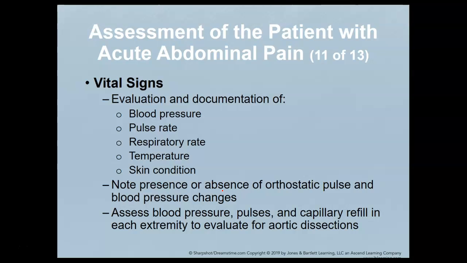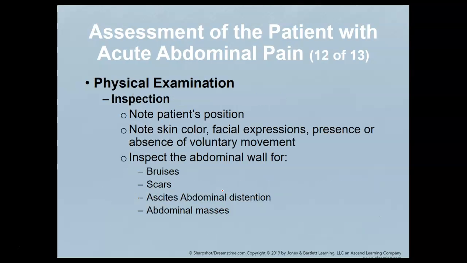Okay. Inspecting these patients, note their position. How are they laying? How are they sitting? Take a look at their skin color. Look at their facial expressions. Look for the presence or the absence of voluntary movement. Inspect the abdominal wall for bruises, scars, ascites, which is fluid leading to abdominal distension, and abdominal masses. Those are all going to tell you whether you have a problem or not, okay?